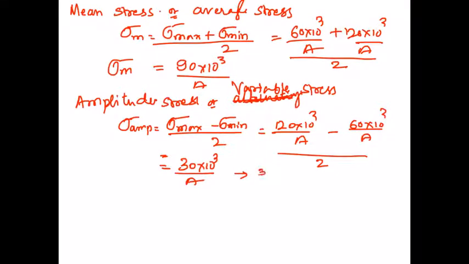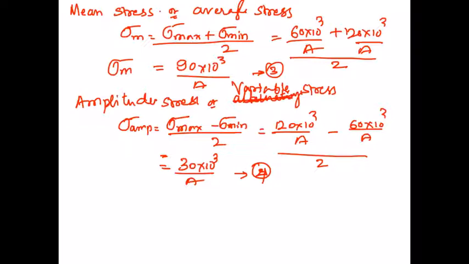So let us note, this is the third equation, and this is the fourth equation. Now they have given all values: factor of safety, yield stress, ultimate stress, as well as endurance stress are given. So now you need to find the value of A. Once you get the value of A, you can calculate the diameter.